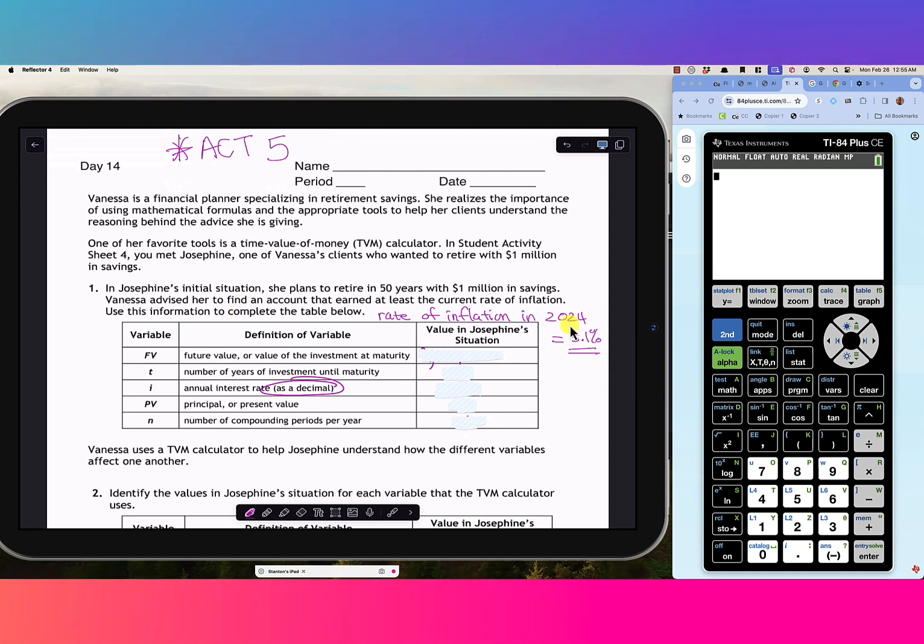Now in Activity 4, we used an old rate of inflation. Today we're going to update it to the current rate of inflation. As of January 2024, the current rate of inflation is 3.1%. All right, so we're going to use this information to complete the table below.